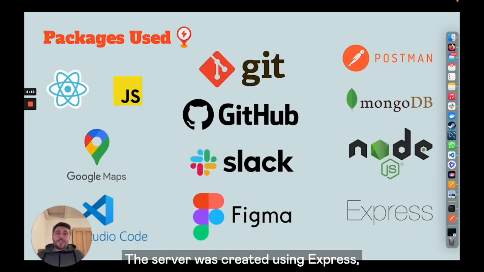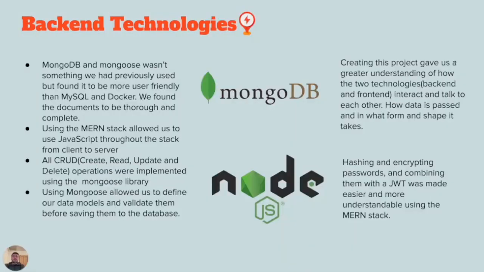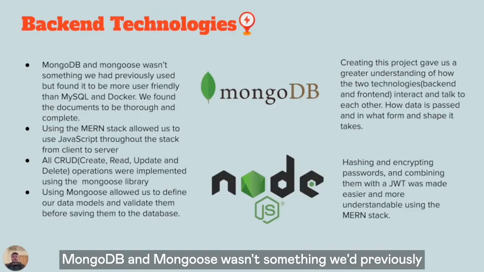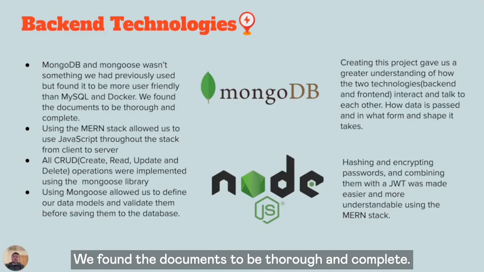The server was created using Express, which handles all the routes and logic. Mongoose was used to create, among other things, all the user models, and requests to the server during testing were handled in Postman. MongoDB and Mongoose weren't something we'd previously used, but we found them to be more friendly than MySQL and Docker. We found the documents to be thorough and complete.